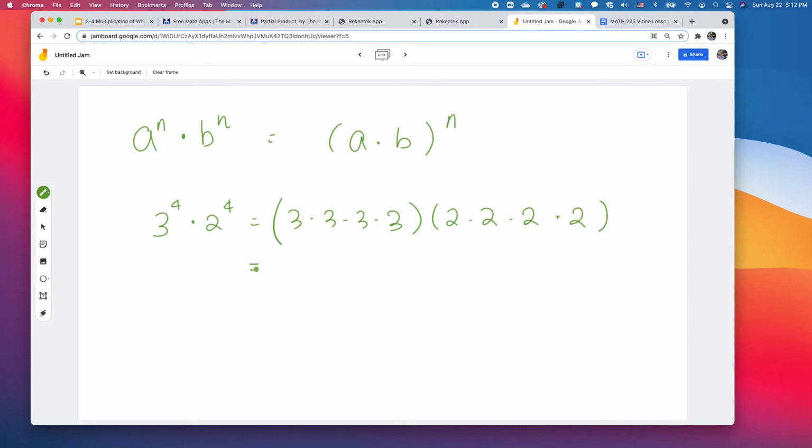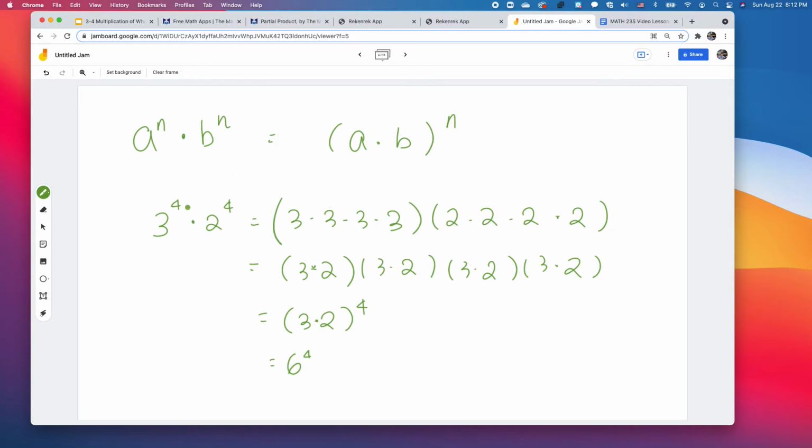I can use the associative property and commutative property. So I can have 3 times 2, 3 times 2, 3 times 2. Hard to follow that, right? So 3 times 2, 3 times 2, 3 times 2, 3 times 2. So I have 3 times 2. How many groups? 1, 2, 3, 4. So 4 factors. I have 4 as the exponent, which is 6 to the 4th power.